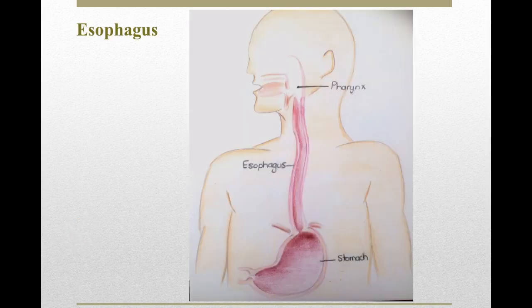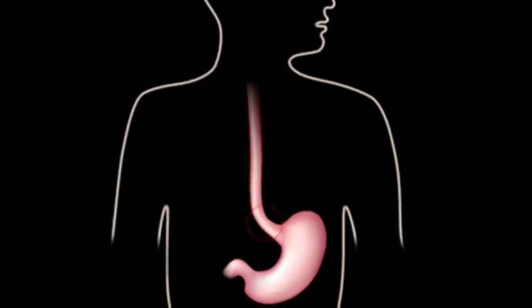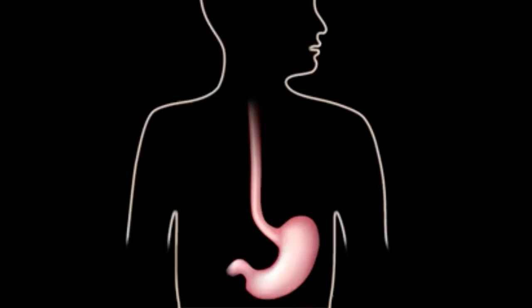Esophagus. The esophagus is a muscular tube connecting the pharynx to the stomach. It is 22 to 25 centimeters long. There is a muscular ring called esophageal sphincter or cardiac sphincter between the esophagus and the stomach. When this sphincter relaxes, it allows food to pass through the opening into the stomach, and when it contracts, it closes the entrance to the stomach. In this way, the stomach can keep its contents from leaking back into the esophagus or mouth.